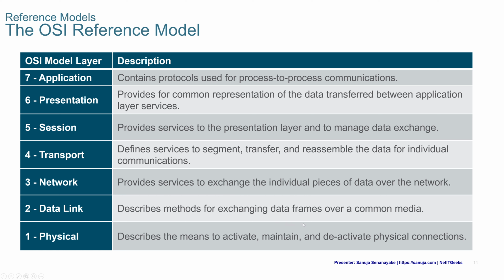The network layer provides services to exchange the individual pieces of data over the network. The transport layer defines services to segment, transfer, and reassemble the data for individual communications. The session layer provides services to the presentation layer and to manage data exchange. The presentation layer provides for common representation of the data transferred between the application layer services. And then the application layer contains protocols used for process-to-process communications. And we're going to deep dive into these layers in the next few slides.